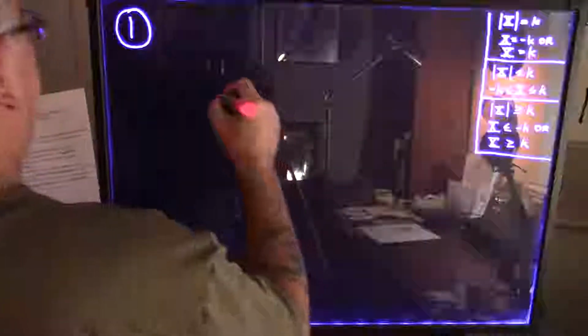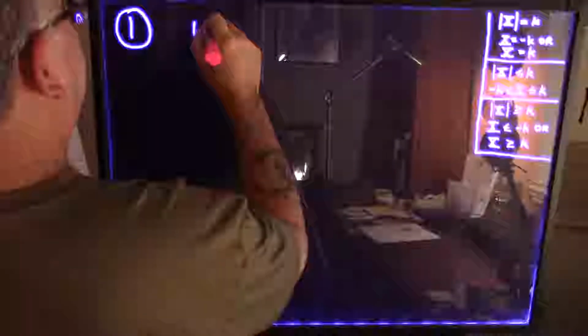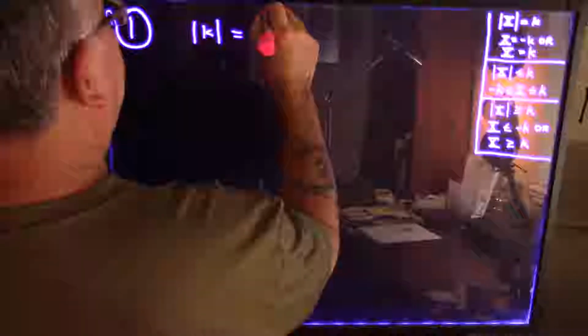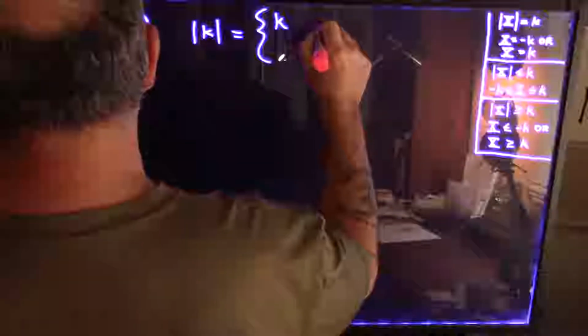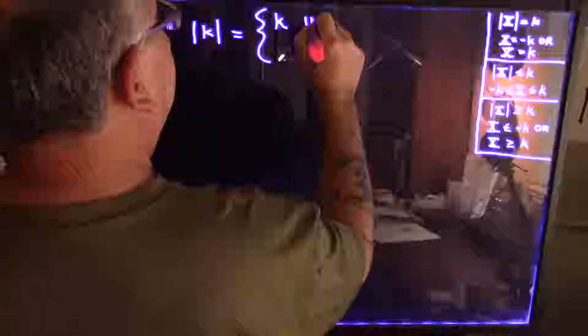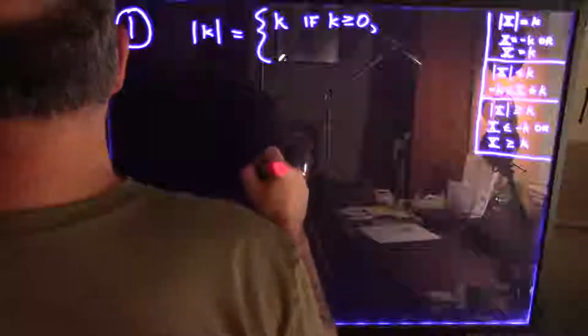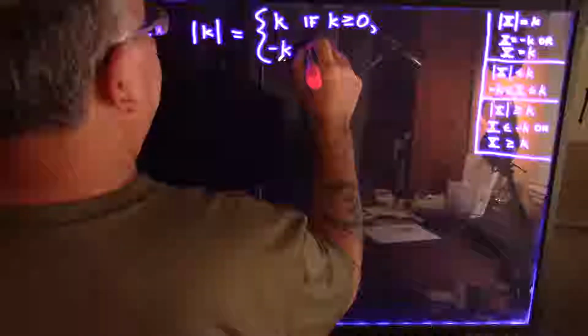Number 1. How do you solve an absolute value equation? To do that, we can use the definition of absolute value, which is the absolute value of, let's say, some number k will equal k itself if k is greater than or equal to 0, or negative k if k is less than 0.